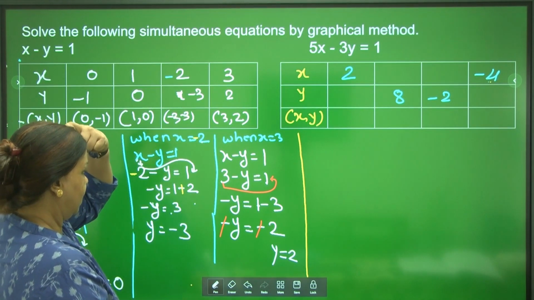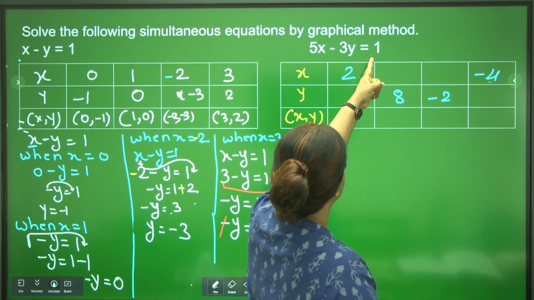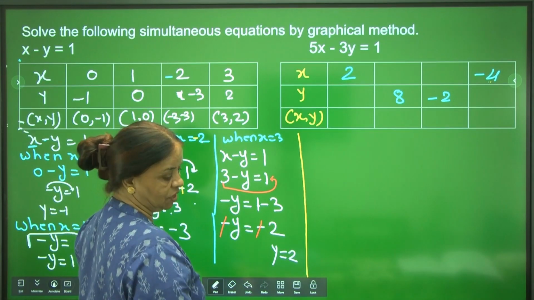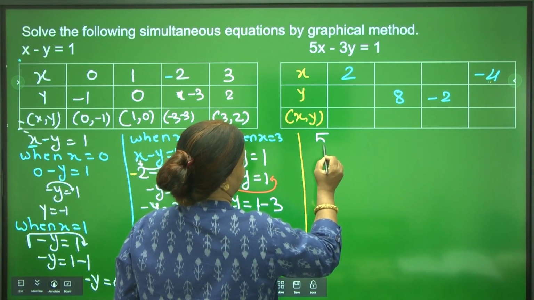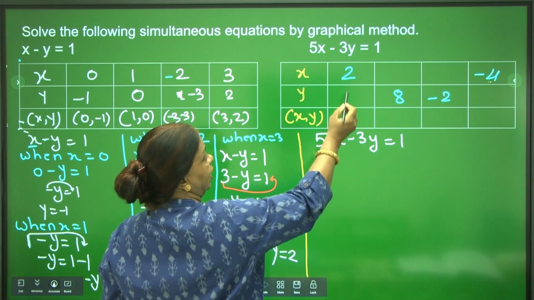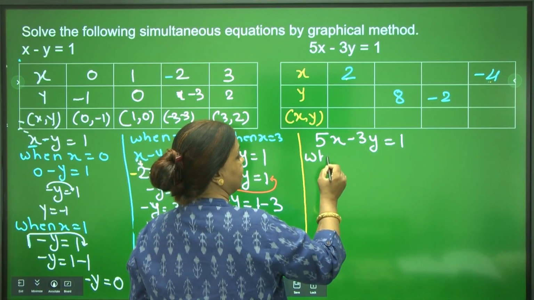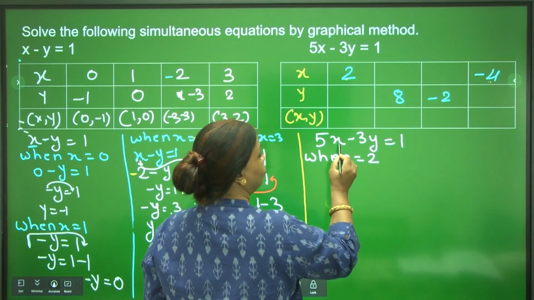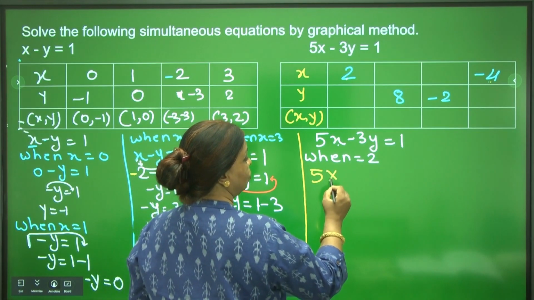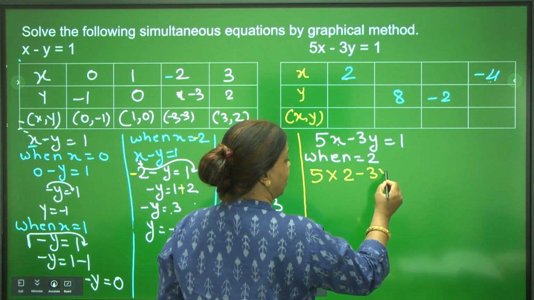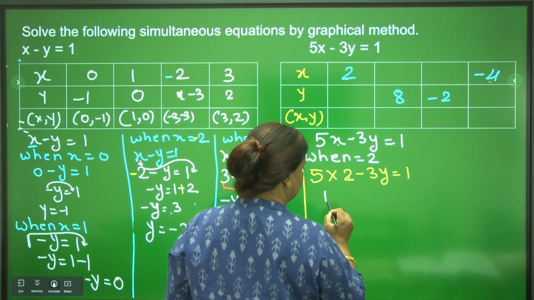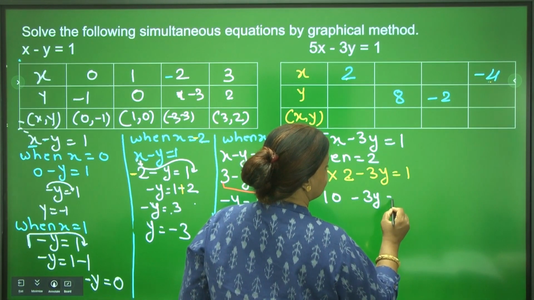Okay. Now here for this equation 5x minus 3y is equal to 1, 2, 8, minus 2, minus 4 are already given. Let's place the value in the equation. Our equation is 5x minus 3y is equal to 1. So x value is 2. So when x is given as 2, place the value in the equation. Let's do it. 5 into 2 minus 3y is equal to 1. 5 2s are 10, minus 3y is equal to 1.